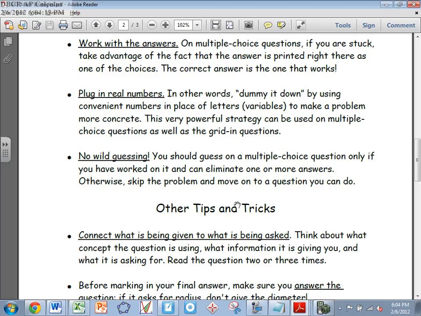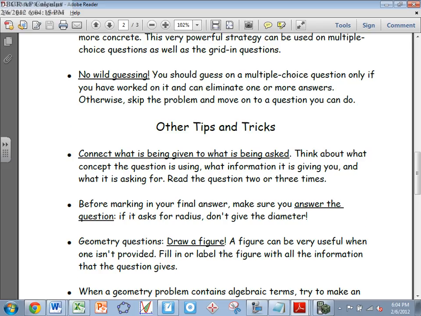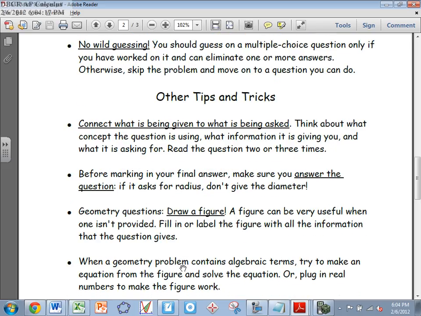Next, the third one. Please don't take a wild guess, especially on the multiple choice. You have to have an educated guess. Only, as I said last time, if you can eliminate at least 2 or 3 of them, that's when you want to be guessing. If you can only eliminate one choice, do not guess.